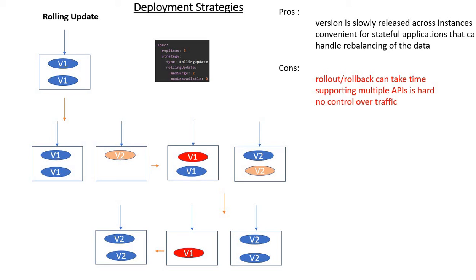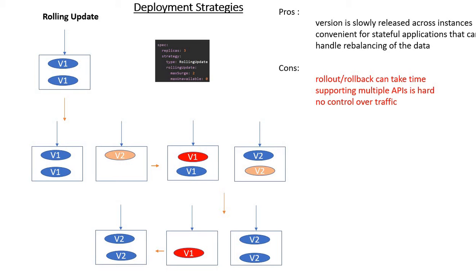The next deployment strategy is a rolling update. Rolling update is used in most of the QC environments, and also in some production environments. It is based upon the requirement of your application, how you designed it, whether it is stateful or stateless. If it is stateful, the rolling update may help us.